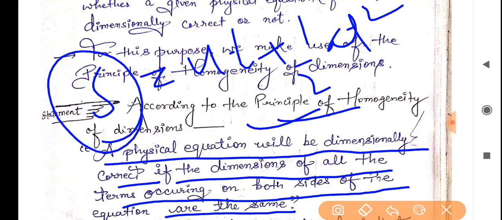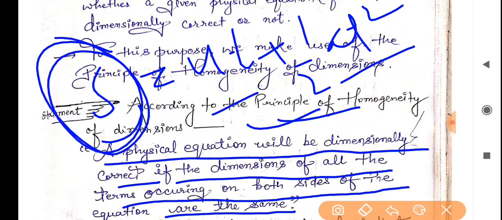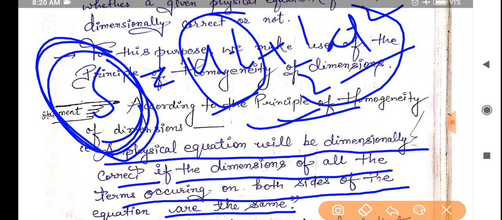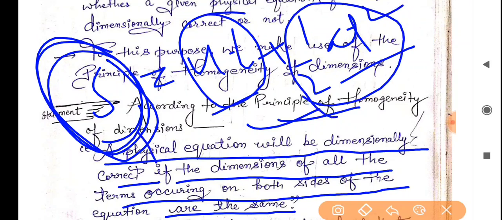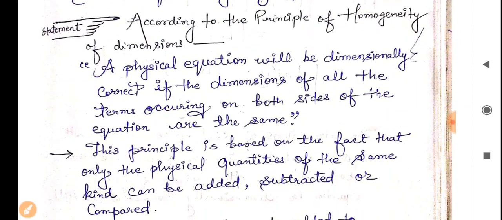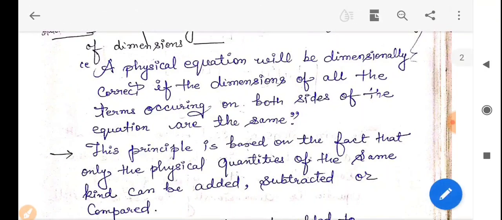there is a single term on the LHS, but there are two terms on the RHS. If S has the same dimension as that of ut and as that of half at square, all three will have the same dimensions, then we can say that the given relation is dimensionally correct or dimensionally consistent.